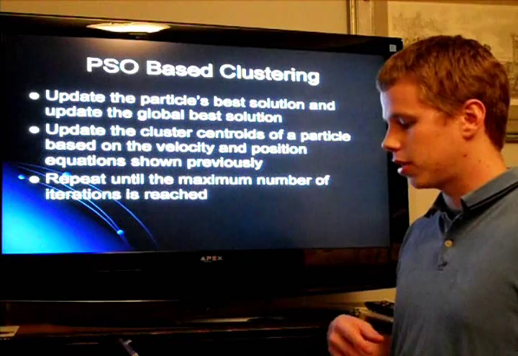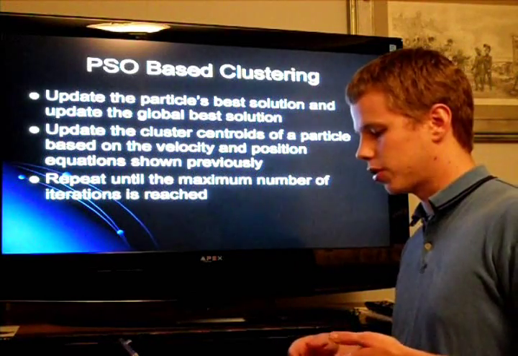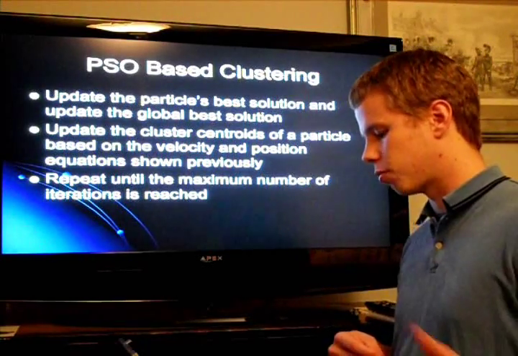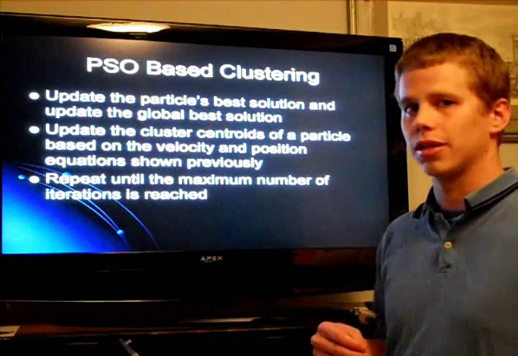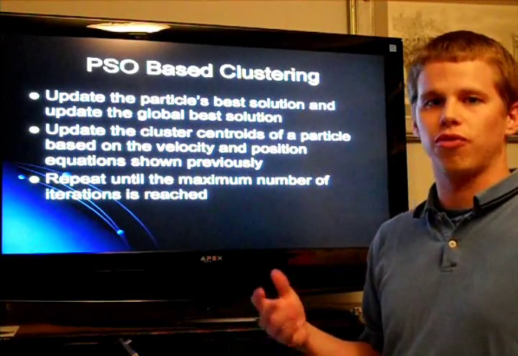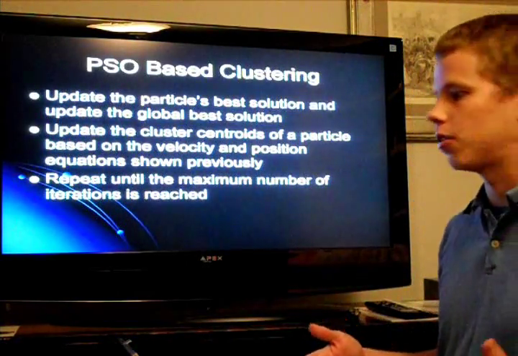And then the next thing you do is you update the cluster centroids of a particle based on the velocity and position equation shown previously. And then you just keep doing this until you reach some sort of fitness criterion, or you max out on your iterations.